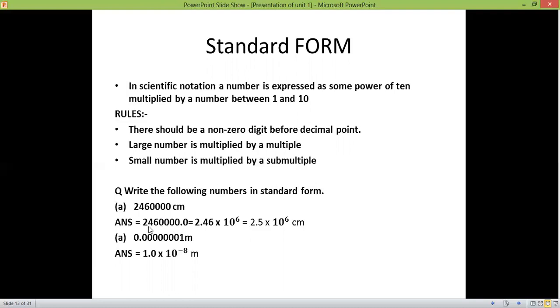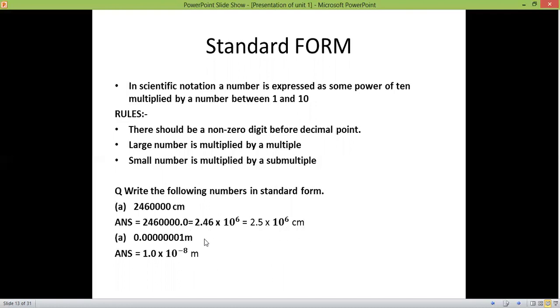So it will be multiplied by a multiple. Whenever the decimal point is shifted to the left side, the non-zero digit is multiplied by a multiple. So over here, the non-zero digit is 2. It will be multiplied by a multiple, and the power of 10 depends upon the number of places to which the decimal point has been shifted. So it has been shifted 6 places, so the power of the multiple will be 6, and the final answer will be 2.5 into 10 power 6 centimeter.